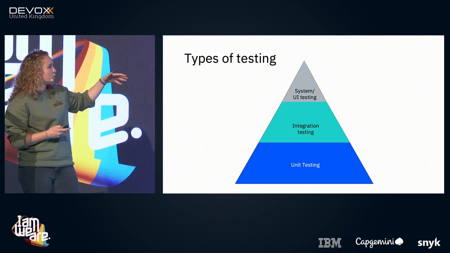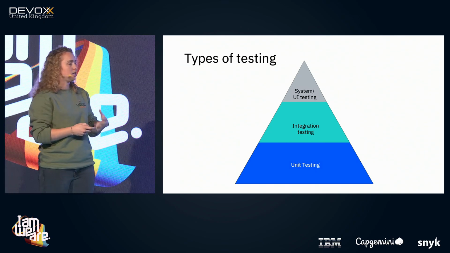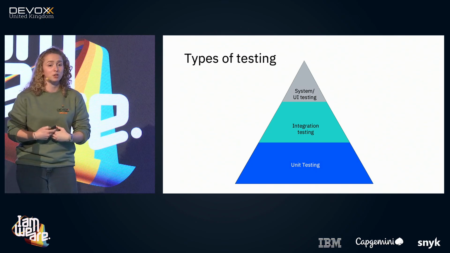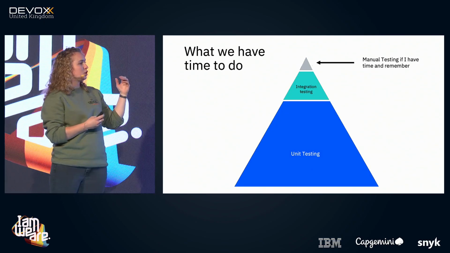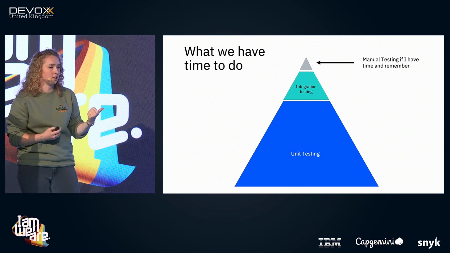Now, this is the ideal ratio of each to each. Again, in my opinion, you might differ. You might have a completely inverted pyramid. But generally, when we actually take a look at our testing, we get a pyramid more like this.